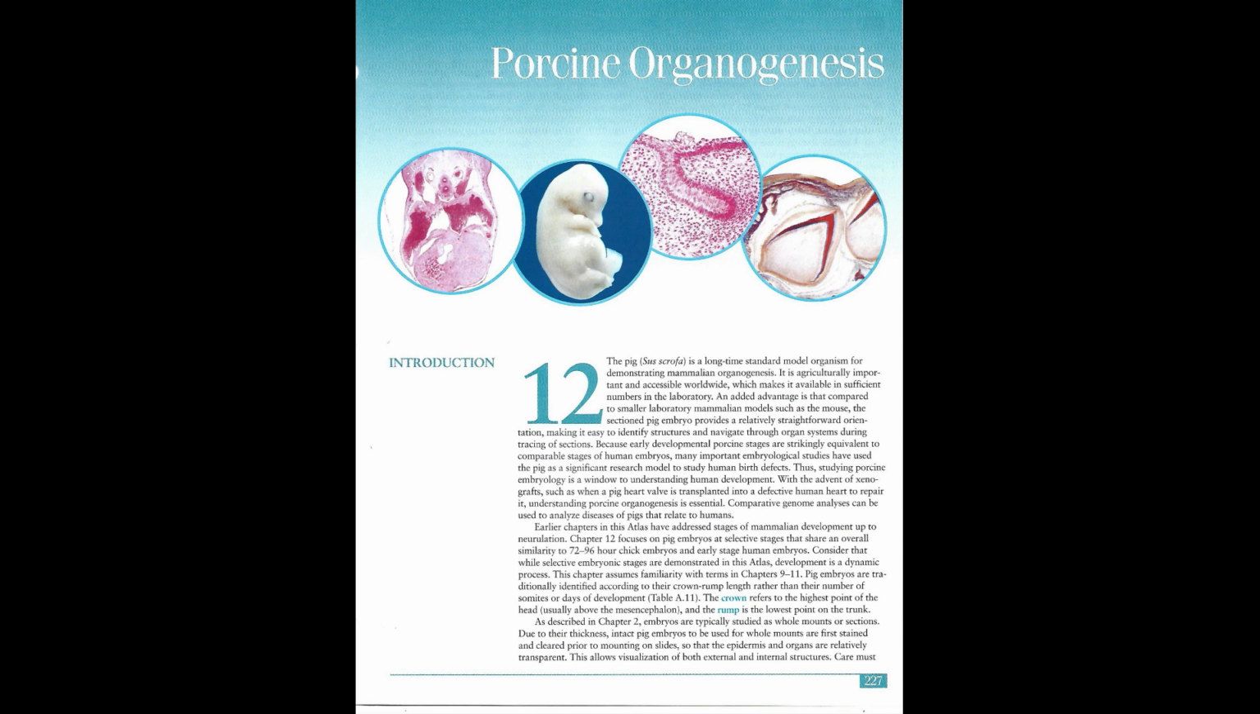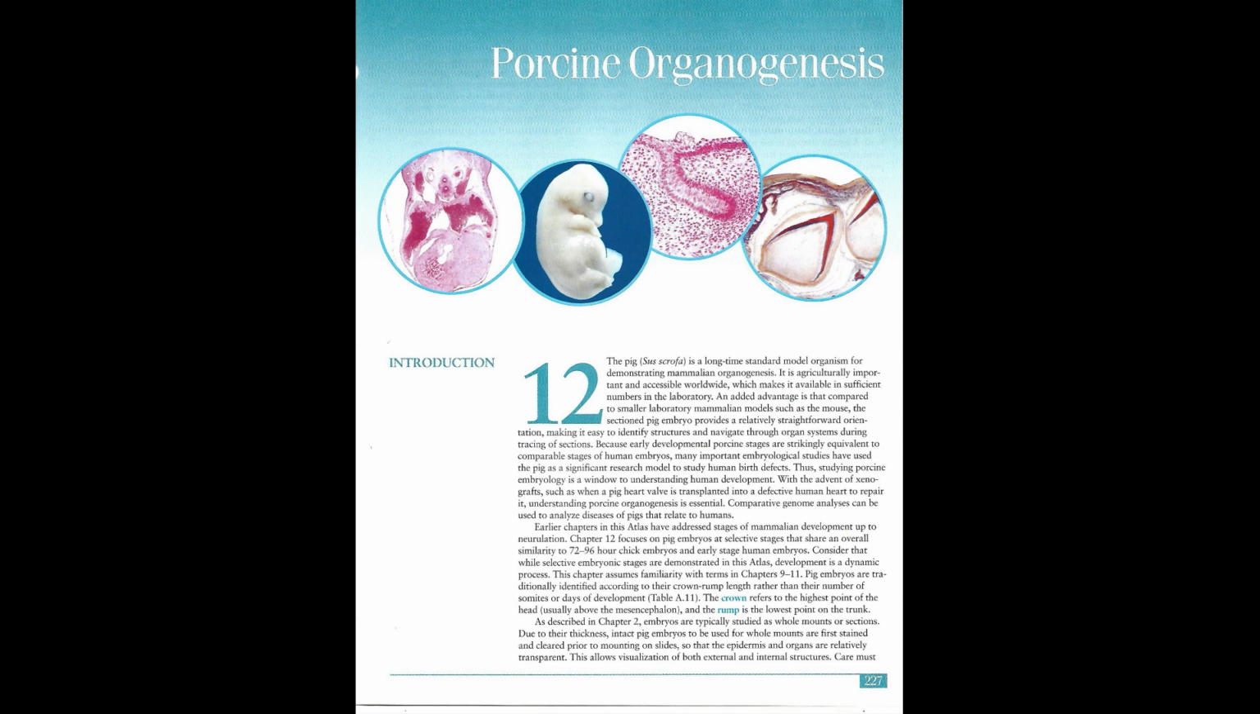Comparative genome analyses can be used to analyze diseases of pigs that relate to humans. Earlier chapters in this atlas have addressed stages of mammalian development up to neurulation. Chapter 12 focuses on pig embryos at selective stages that share an overall similarity to 72 to 96-hour chick embryos and early-stage human embryos. Consider that while selective embryonic stages are demonstrated in this atlas, development is a dynamic process. This chapter assumes familiarity with terms in chapters 9 to 11.